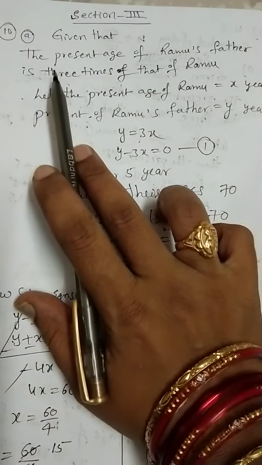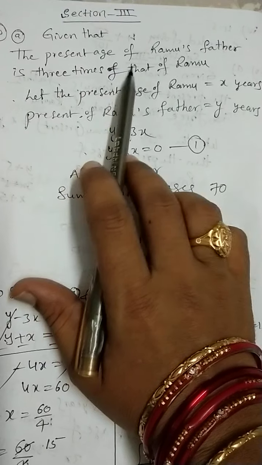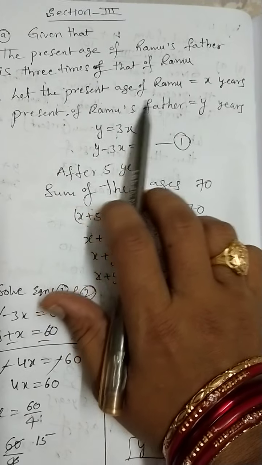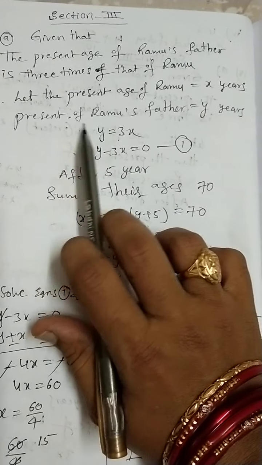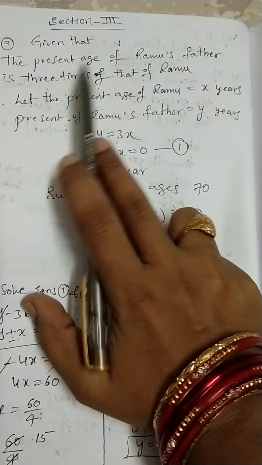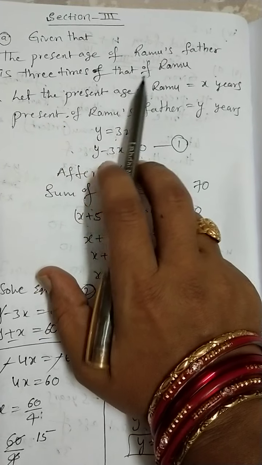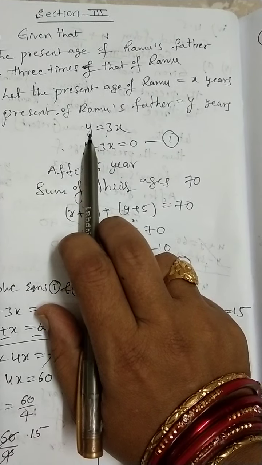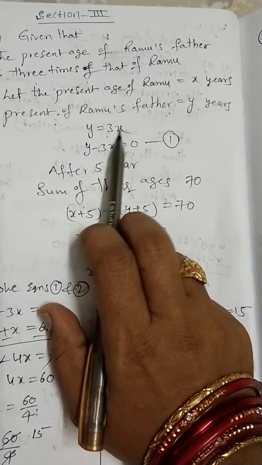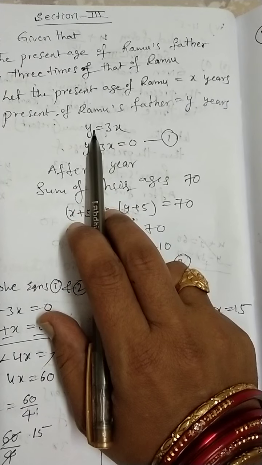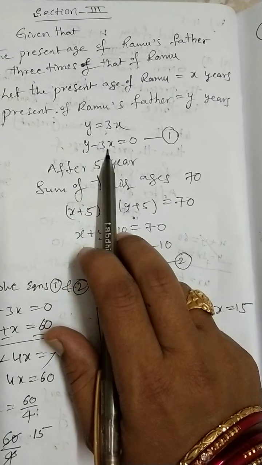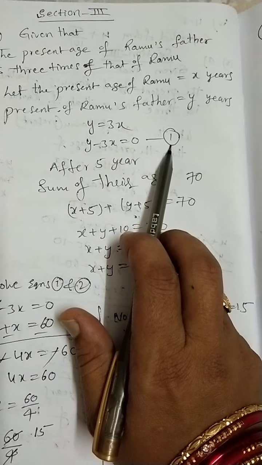See this question, given that the present age of Ramu's father is 3 times that of Ramu. Okay, let the present age of Ramu be x years, present age of Ramu's father y years. Now here the condition is given. Ramu's father's age is 3 times that of Ramu. So Ramu's father's age y years, y is equal to 3 times Ramu's age, so 3x. Now take the transpose of plus 3x, it becomes minus 3x. So y minus 3x is equal to 0. Let us say equation 1.